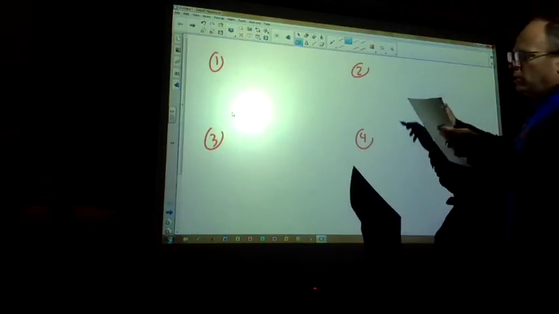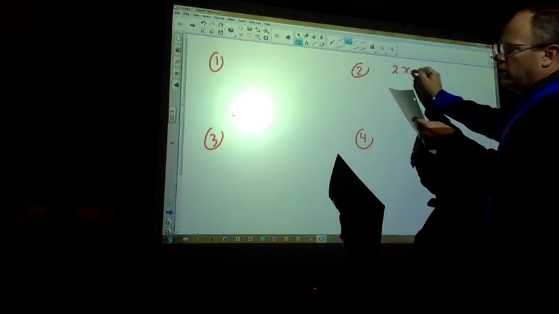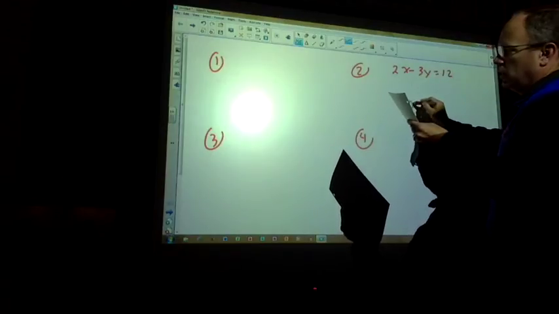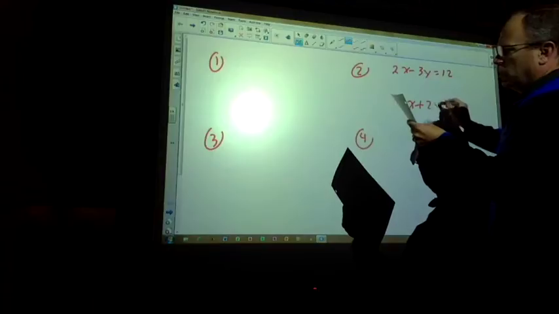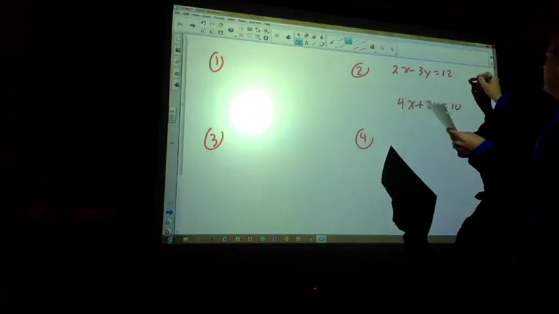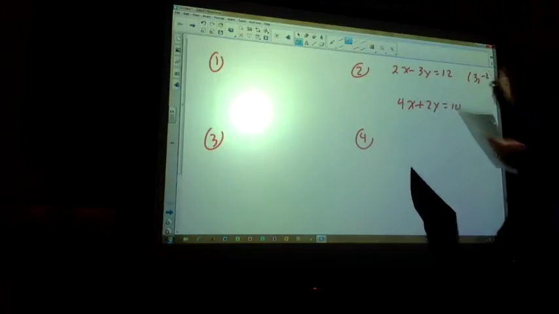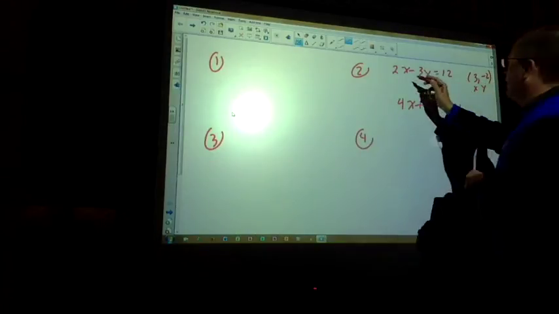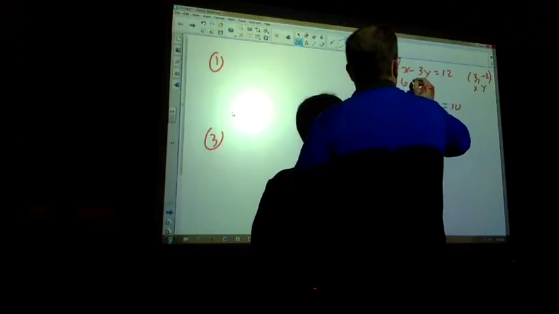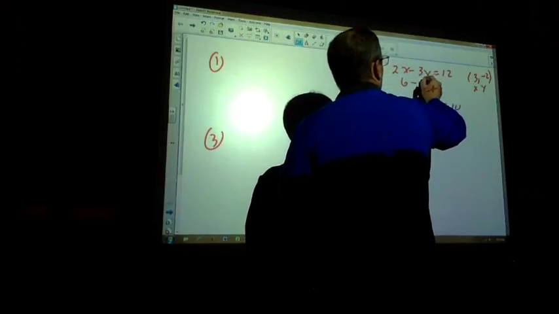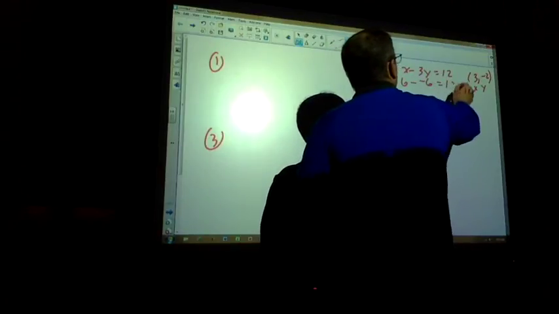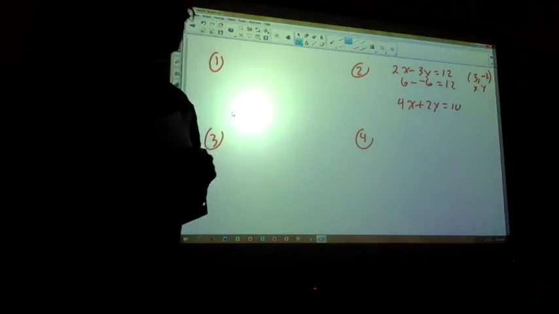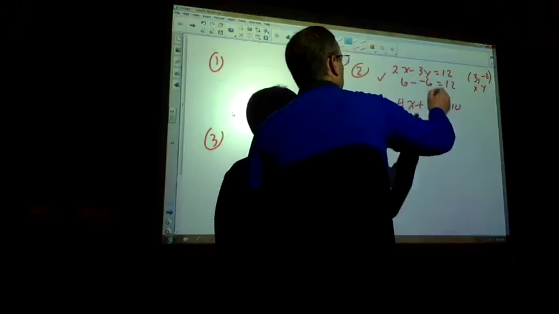Number 2? Okay. So problem number 2, we have this, and we have this. And they give us this point to see if it works, right? So that's an x and y value, so you're going to plug it in. If I plug my x value in here, I get 6 minus negative 6. That's 6 plus 6. Is that 12? Yeah, so it works on the first one. So that's the solution there.